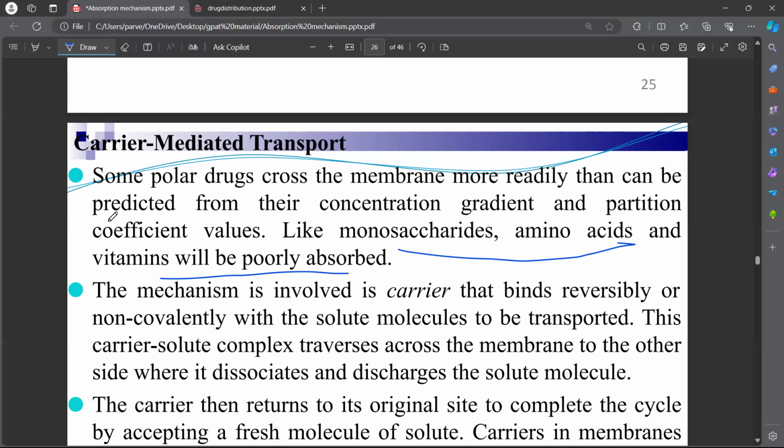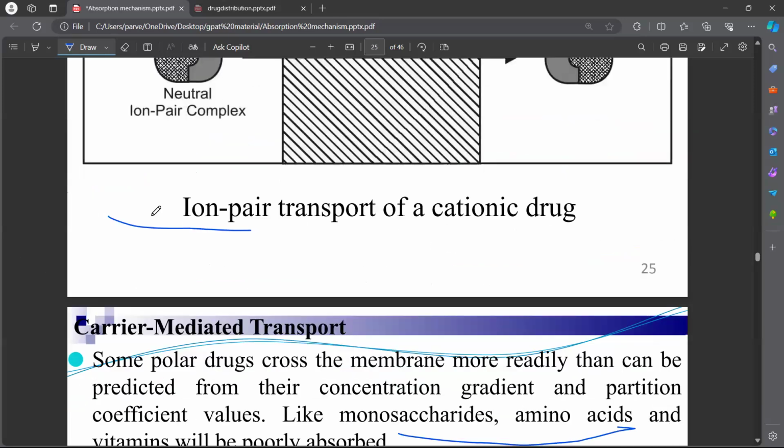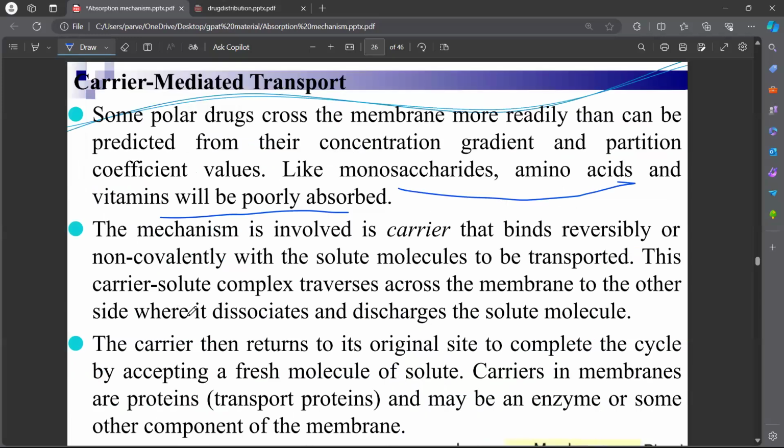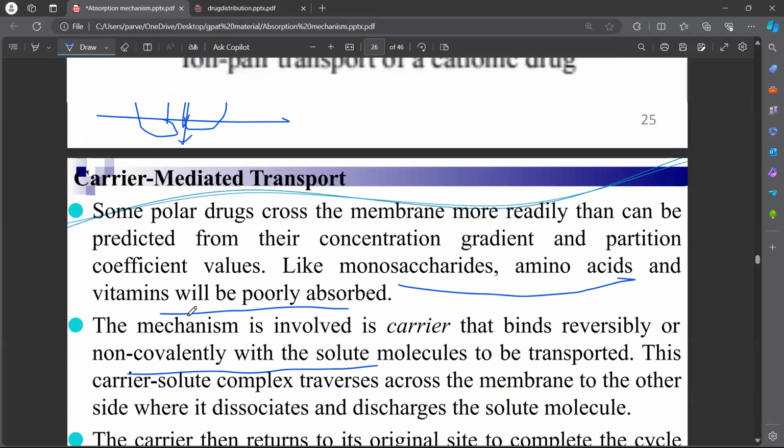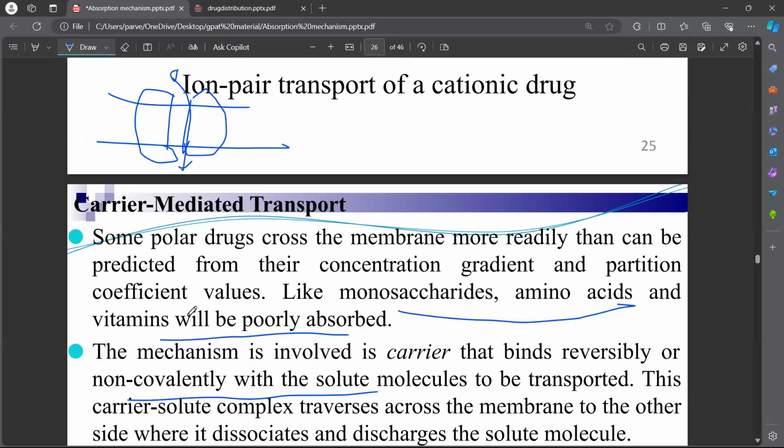So it consists of a carrier. The carrier looks like this. It basically provides a tunnel for the transport of the drug into the systemic circulation. The mechanism involved is that the carrier binds reversibly and non-covalently to the solute to be transported. Why is there non-covalent binding? What happens when covalent binding occurs? Generally, whenever a drug is transported via carrier transportation, there is non-covalent binding.